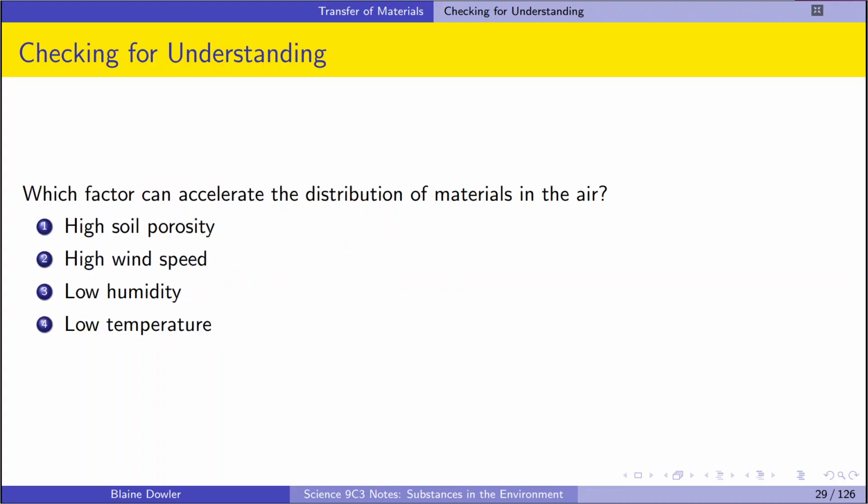Which factor can accelerate the distribution of materials in the air? Is it high soil porosity, high wind speed, low humidity, or low temperature? Pause now if you need more time. It is the high wind speed.